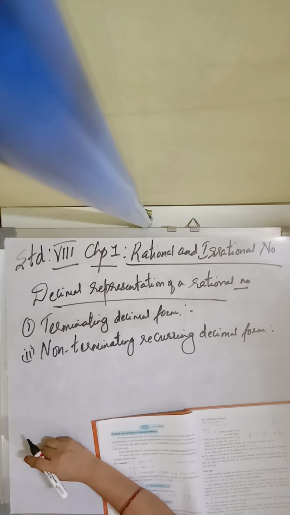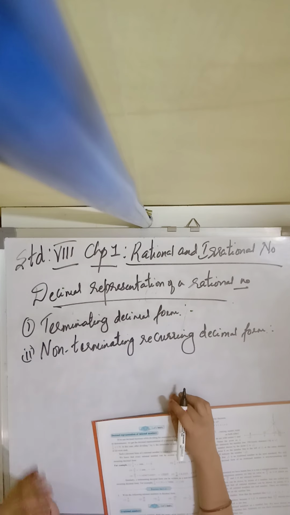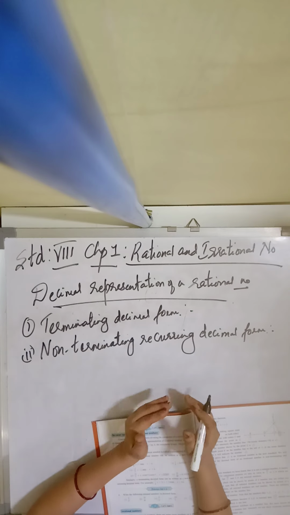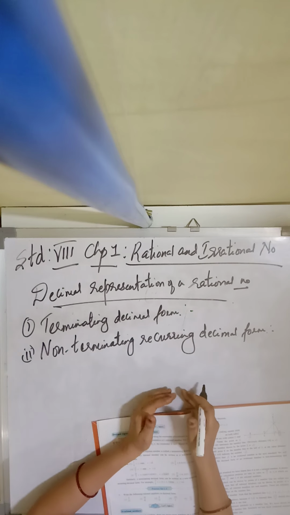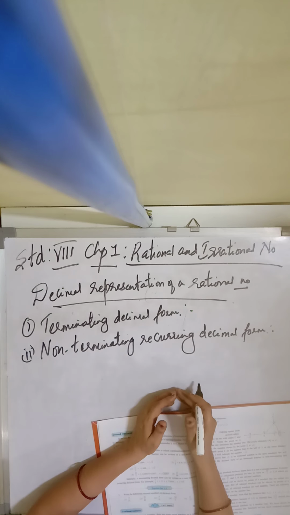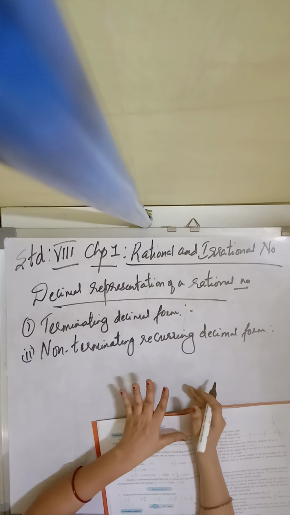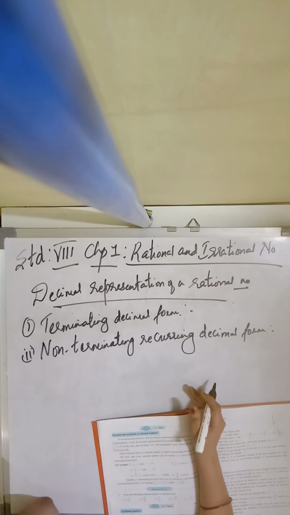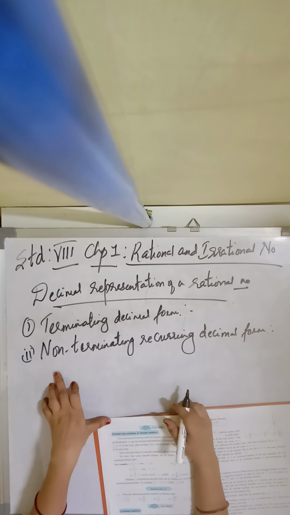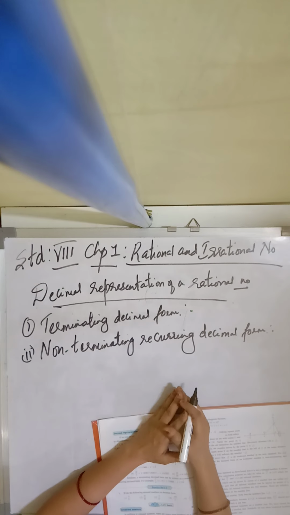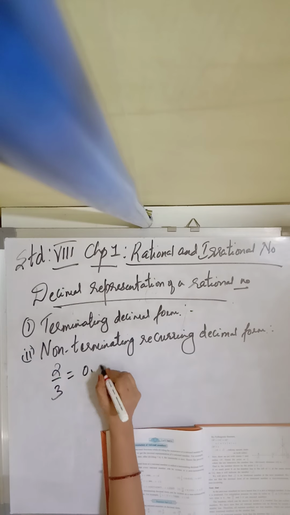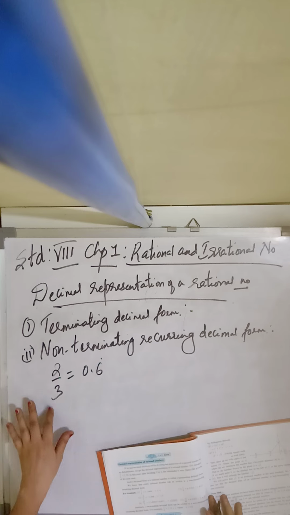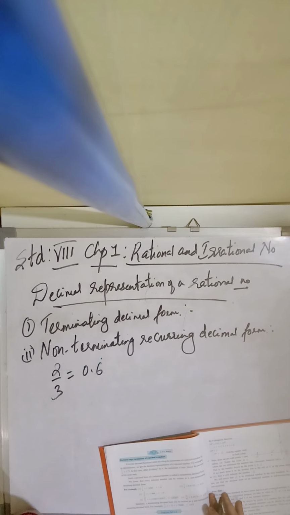Children, terminating decimal form means the division was getting terminated, we got the remainder 0 when we were dividing a rational number, that is the numerator, by a denominator. After the division was getting over, the remainder was 0. Now in the non-terminating recurring decimal form, one example I had given, we had taken the example of 2 upon 3 and that we had got 0.6 recurring. Yes or no children? Remember your number 6 after the decimal was recurring.